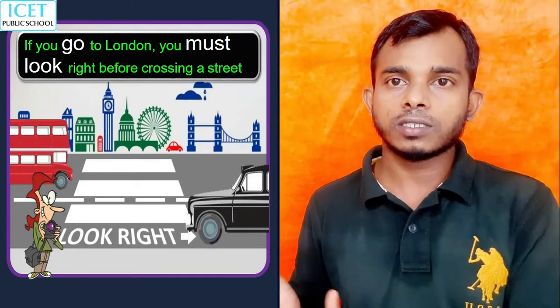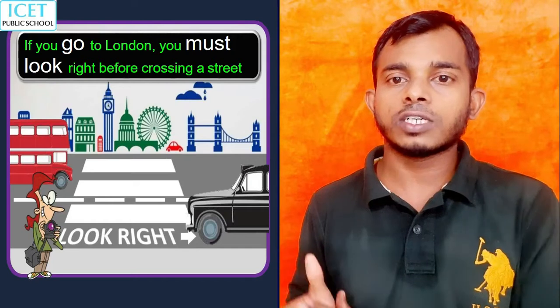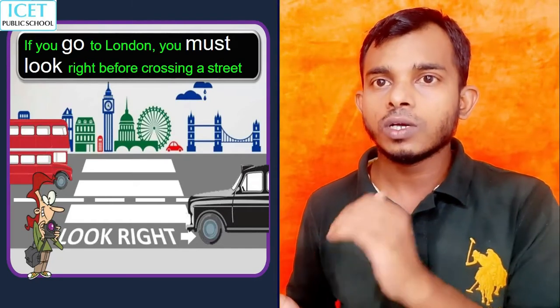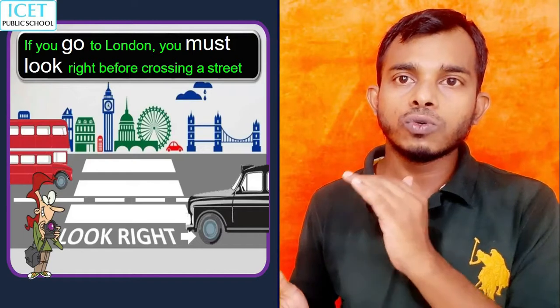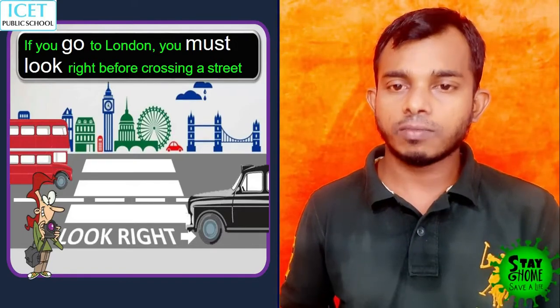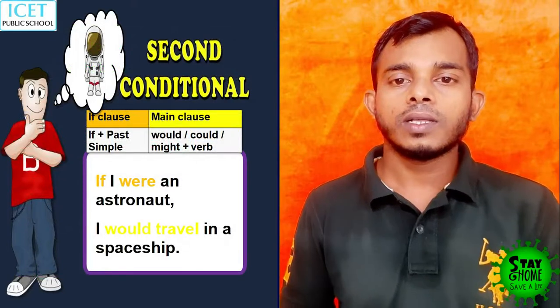Then the next part is the main part. The main clause is written in future: you must look, you should look, you shall, you will, you can, and so on. You must look right before crossing a street.